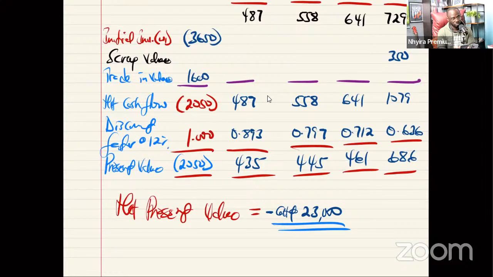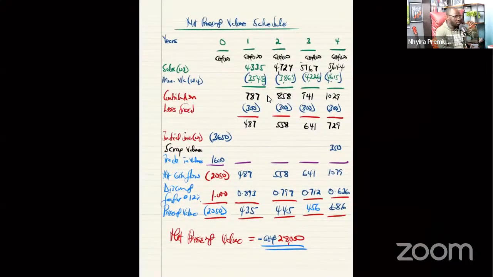Oh. Year 3 is 456. Year 3, 456. Let's see. 641 times 0.712. Right. So in that case, 435, 445, 456, 686 minus 2050. That'll be 28. So the NPV of the project is negative 28.